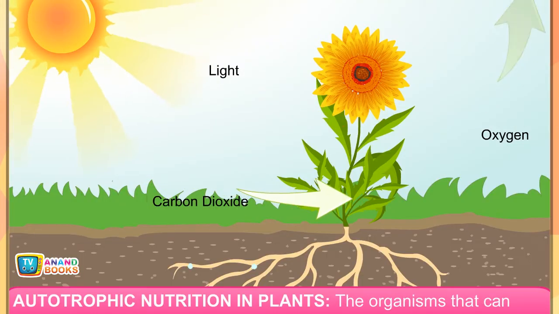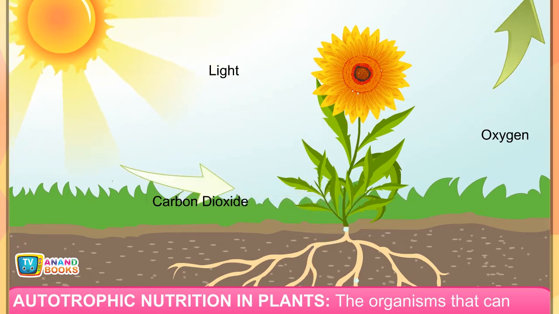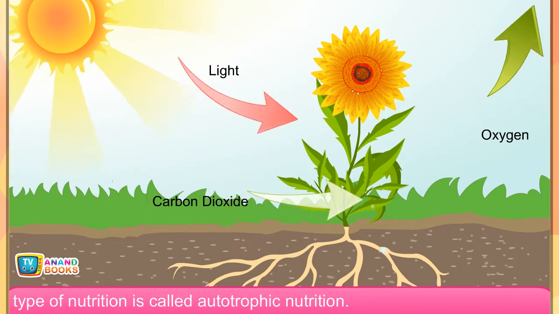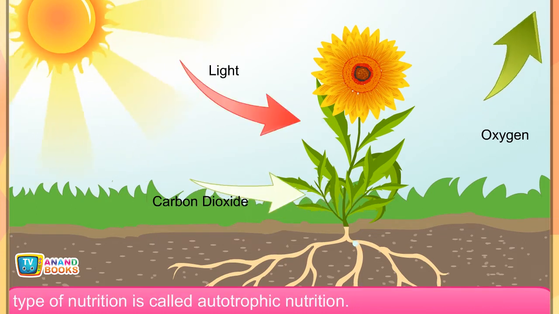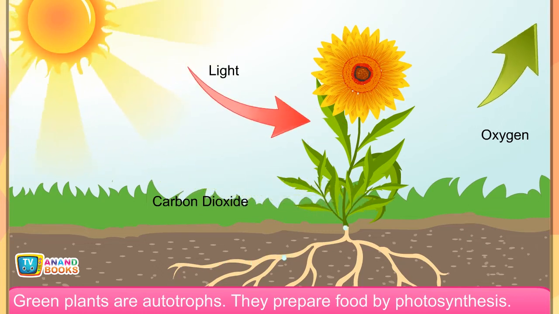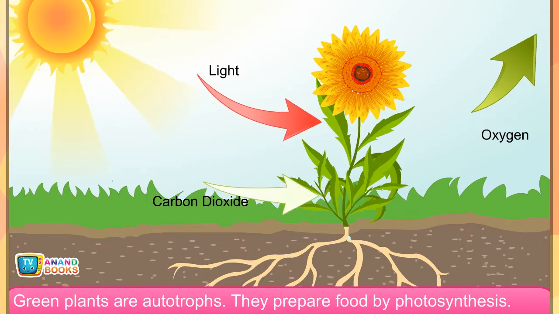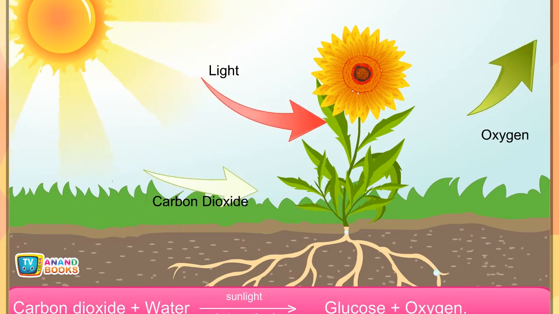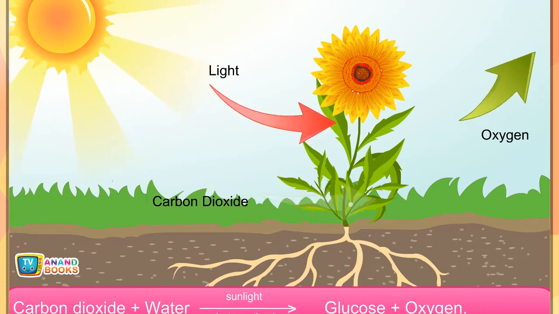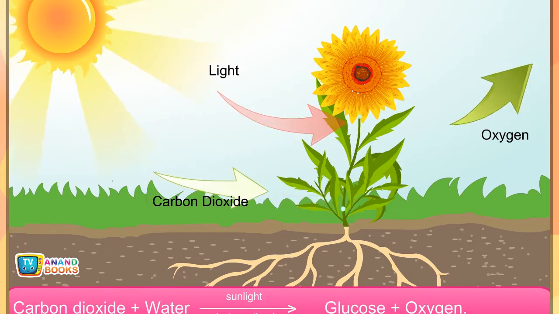Autotrophic nutrition in plants. The organisms that can synthesize their food on their own are called autotrophs, and this type of nutrition is called autotrophic nutrition. Green plants are autotrophs. They prepare food by photosynthesis. They release oxygen as a byproduct. Carbon dioxide plus water, with sunlight and photosynthesis, gives glucose plus oxygen.